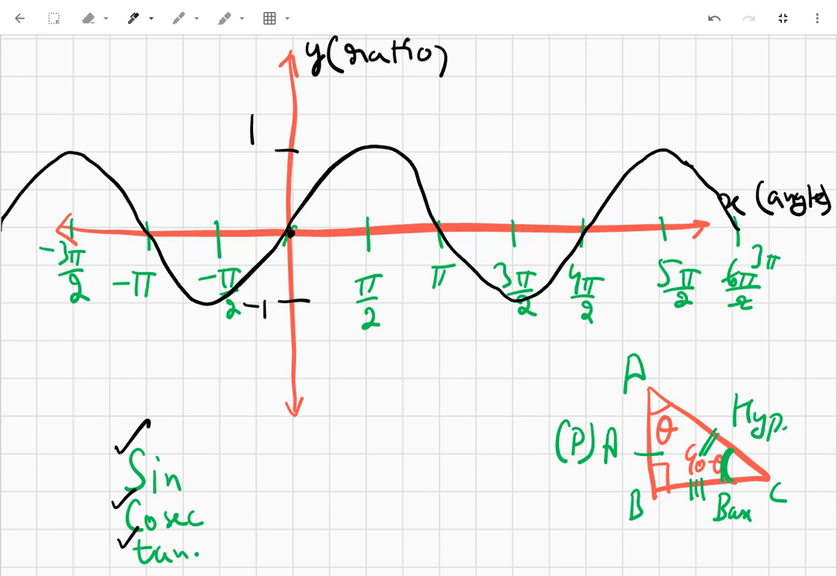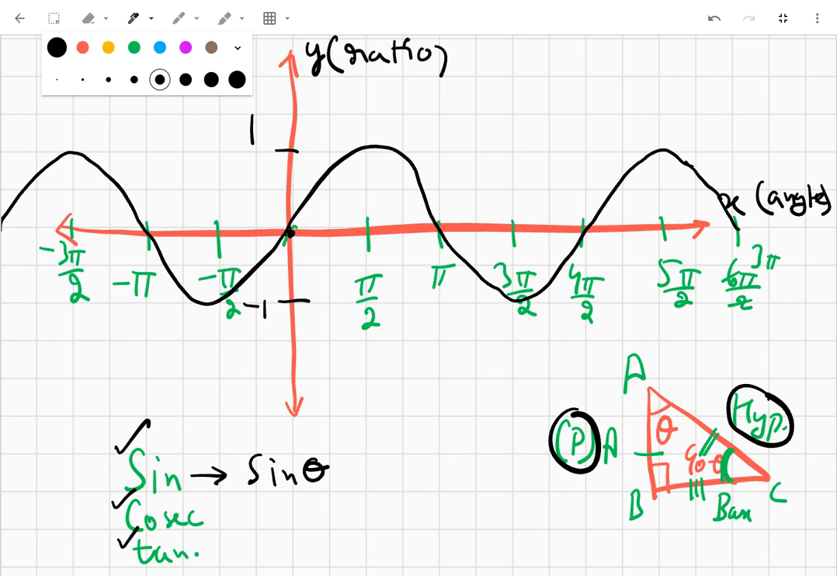Now ratio cannot be more than 1 or -1. Ratio of what? Sine gives us the ratio of perpendicular and hypotenuse. Sine is perpendicular upon hypotenuse. So this black one is the sine of theta. I don't need to over explain this. You already know this.